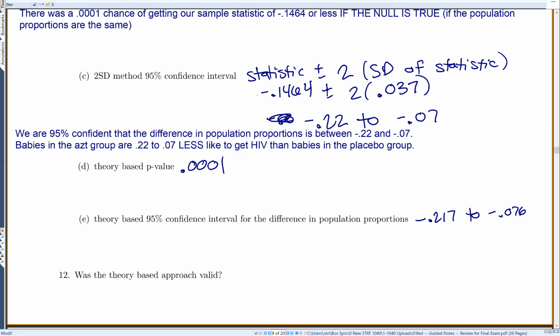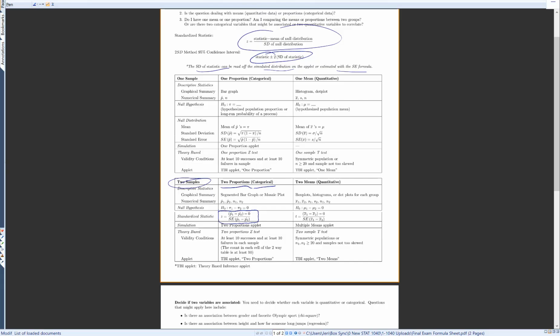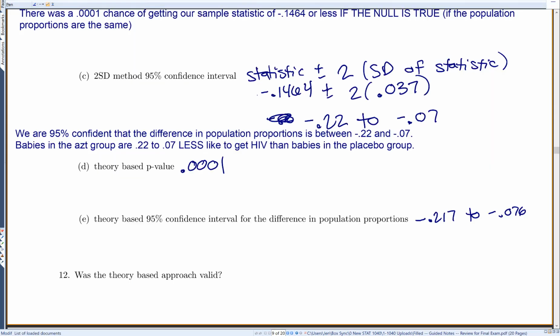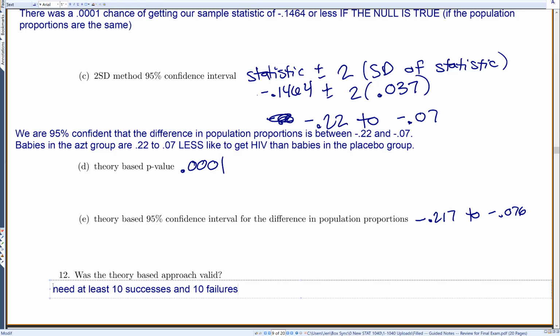Okay. Let's see, was the theory-based approach valid? If you come back to your formula sheet, your validity conditions is that you need at least 10 successes and at least 10 failures in each sample. You might also want to think about it as the count in each cell of the two-way table is at least 10. So you can think about it either way. So we need at least 10 successes and 10 failures, or at least 10 in each cell in the table, not counting totals.